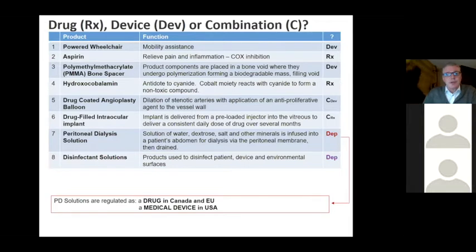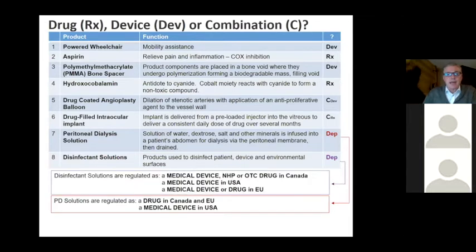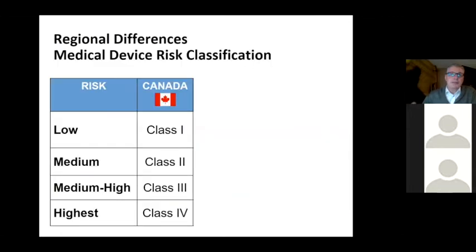Disinfectant solutions also depend. Reason for that is that they're a medical device, natural health product, or over-the-counter drug in Canada. They're a medical device in the US, and they're either a medical device or a drug in Europe. So the reason I went through that is really to show you that it's not necessarily obvious what the classification is based on A, what you might think, and B, just because it's regulated a certain way in one country or one region, it will be regulated the same across the globe. That's certainly not the case.